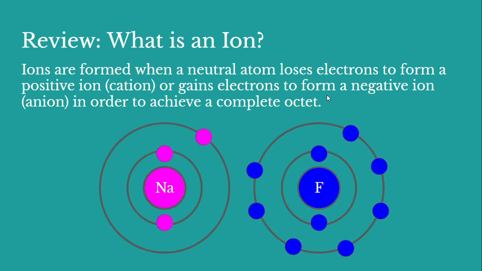Sodium has 11 electrons, 1 valence electron. Fluorine has 9 electrons, 7 of which are valence electrons. So sodium is going to give its 1 valence electron to fluorine. Boom, boom. Now they have full octets. And this is Na+ and F-.